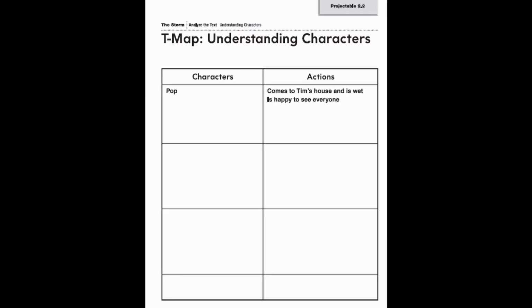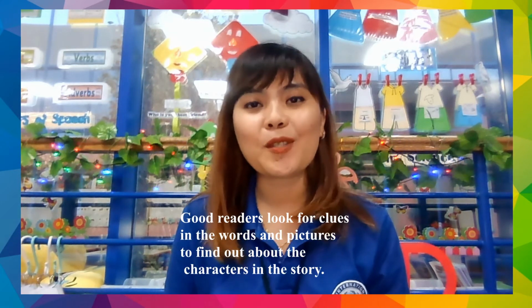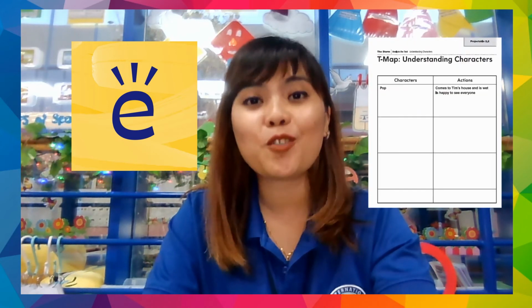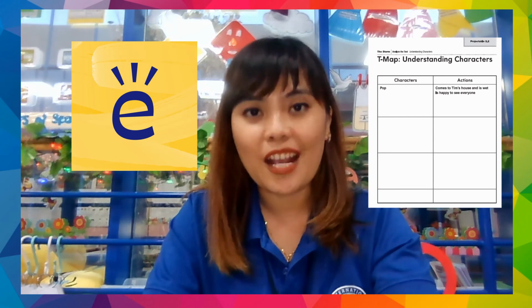Now let's list down all the characters and their actions in our chart. We will transfer everything that we've written down in the sticky note in this chart. Characters will be on the left and actions will be on the right. The first sentence is already done for you. Continue writing down the other actions of Pop. Also, write down the other characters and their actions. Remember, good readers look for clues in the words and pictures to find out about the characters in the story. To practice this skill, kindly look at the attached books in your Edmodo assignment and use the chart to list down the characters and their actions in the stories.